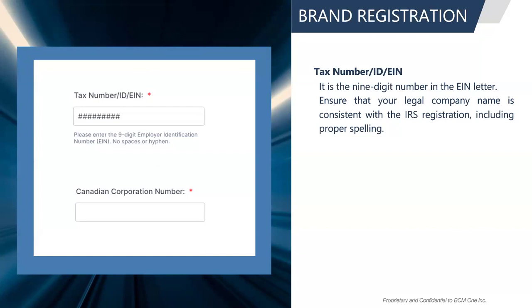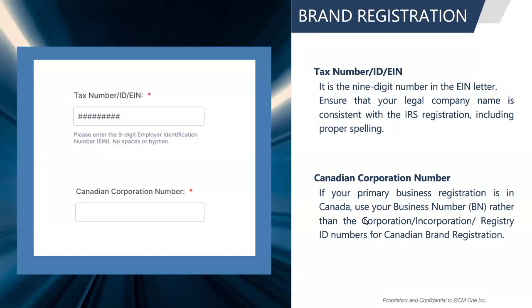So if your primary business registration is in Canada, you can use the business number rather than the corporation or registry ID numbers. We will only accept the first 9 numeric digits in the business number.